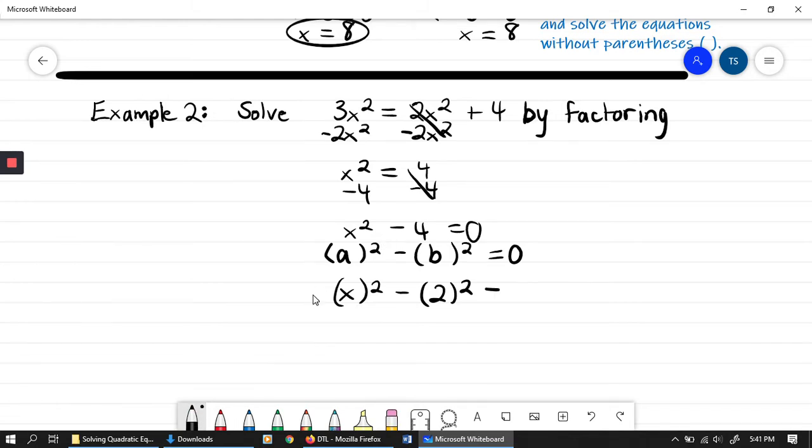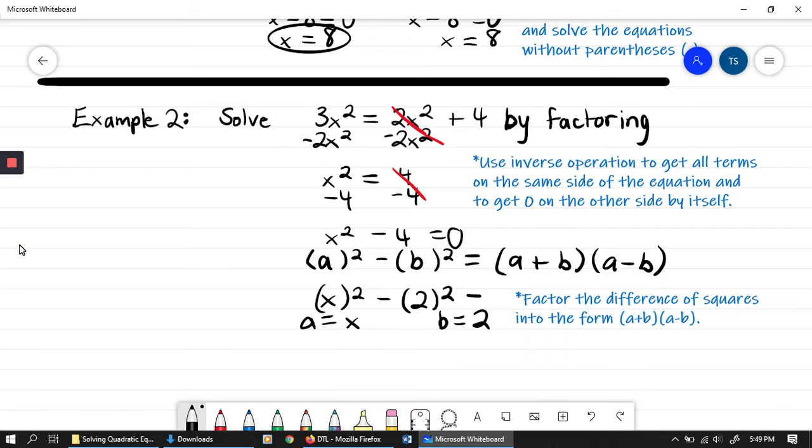Remember that in this particular case, a equals x and b equals 2, and when we use the formula, we want to factor this difference of squares into the form a plus b times a minus b. Again, we have identified what a is and what b is. So when we write it out in this form, the difference of squares will be rewritten as x plus 2 and x minus 2.